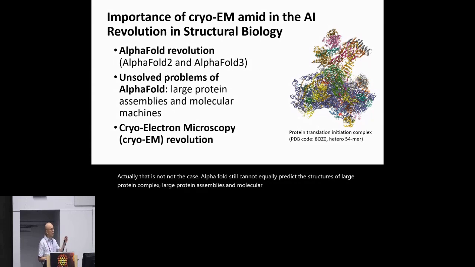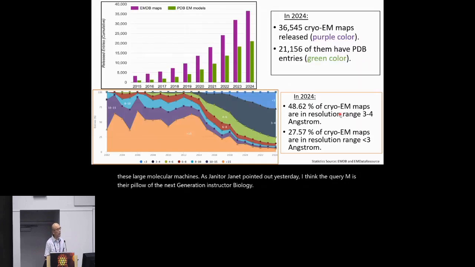The key technology that can determine such structures is Cryo-EM. Cryo-EM is critical for determining such structures for training next-generation AI methods to predict the structures of these large molecular machines. As Janet pointed out yesterday, I think Cryo-EM is the pillar of next-generation structural biology. Now let's see how Cryo-EM determined protein structure data has grown over the years.